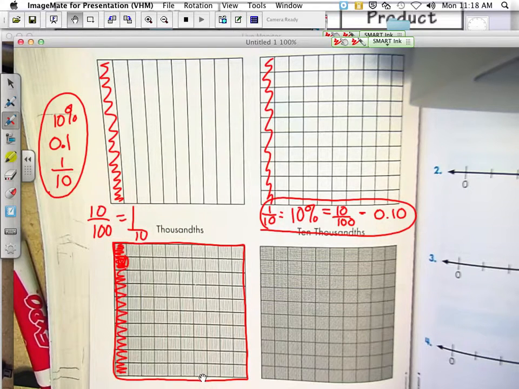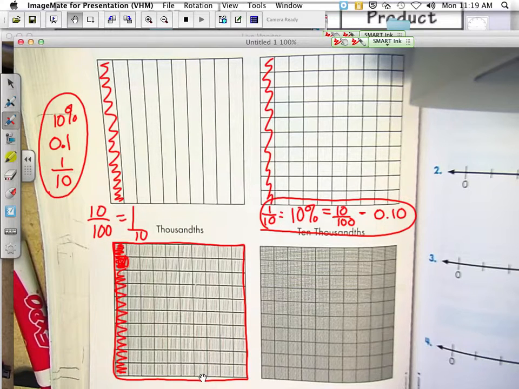Has it changed? I'm still shading in 1/10 of the whole garden. 1/10 of the whole garden is still going to be planted with watermelon, right? 1/10 is planted with watermelon here. 1/10 is planted with watermelon here. 1/10 is planted with watermelon here, right? Still the same thing. But in each plot, for example, here's this plot, they're cut up into smaller pieces to equal the whole thing.